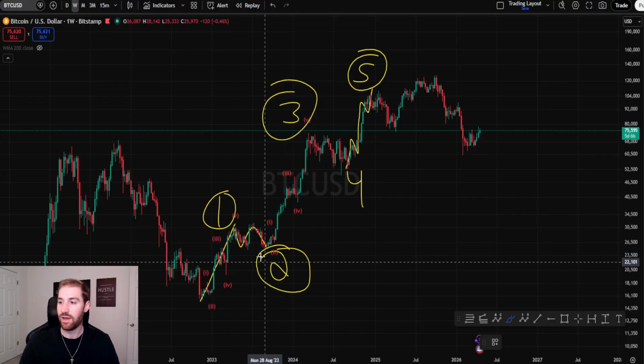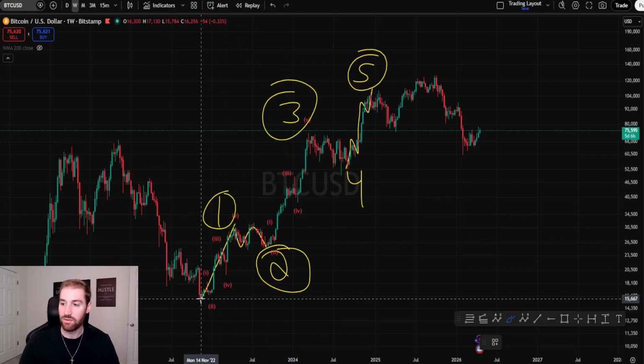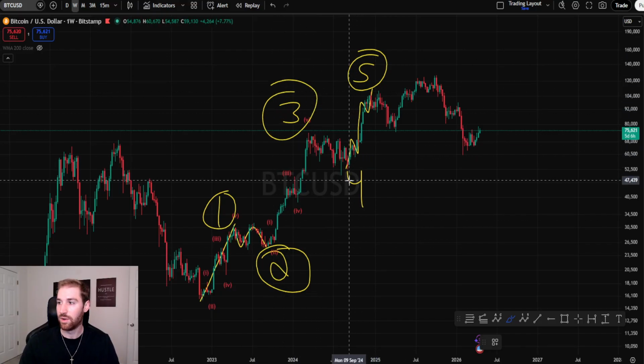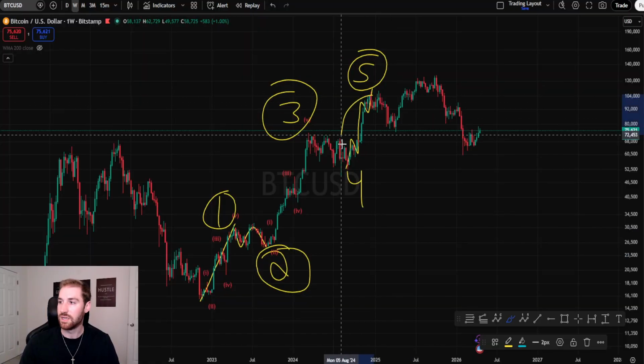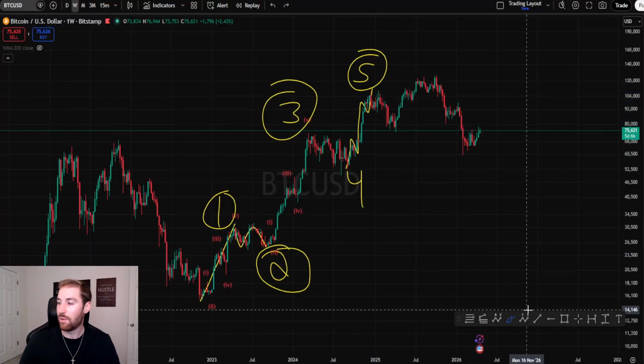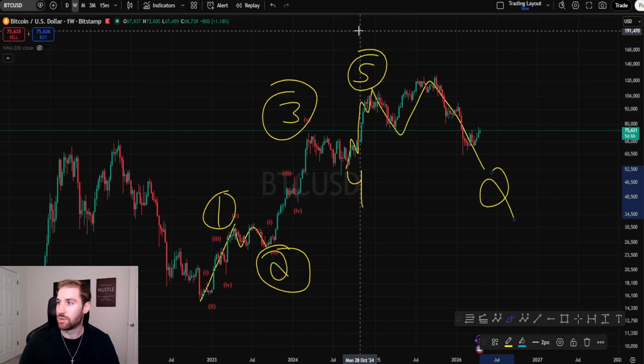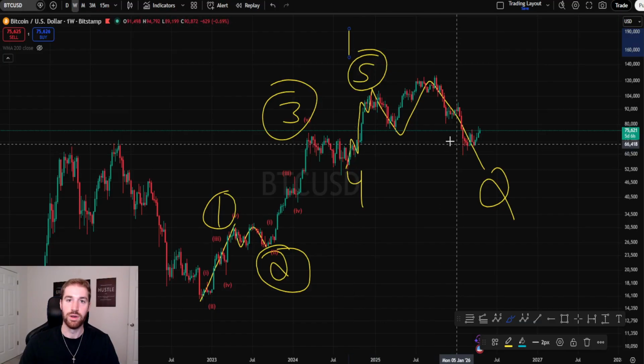So in order to have a macro wave 1, you have to have 5 subwaves. In order to have a macro wave 3, 5 subwaves. In order to have macro wave 5, 5 subwaves. You can see these subwaves on the daily. Now what comes next is a big ABC corrective, which is our major wave 2 of a major wave 1.